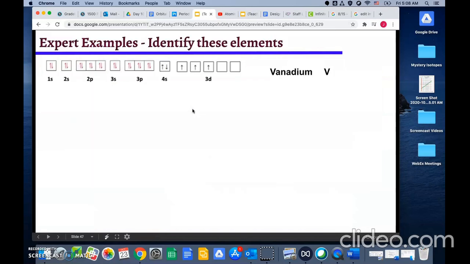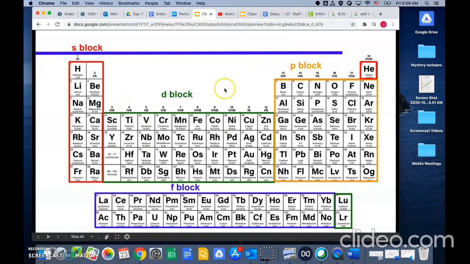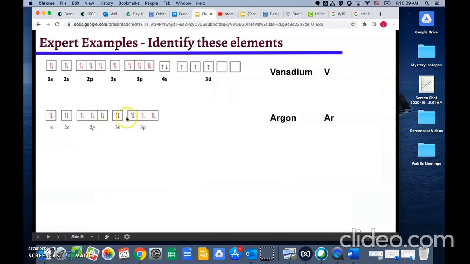Okay, sorry, I forgot what I was going to tell you on this one. There is a shortened way to write this. So if you look at vanadium, 1s, 2s, 2p, 3s, 3p, you can see I kind of did all those in a different color. Well, if you look for 3p all the way filled, all 6 electrons filled, so row 3, P block, 1, 2, 3, 4, 5, 6. That's argon. That's a noble gas.